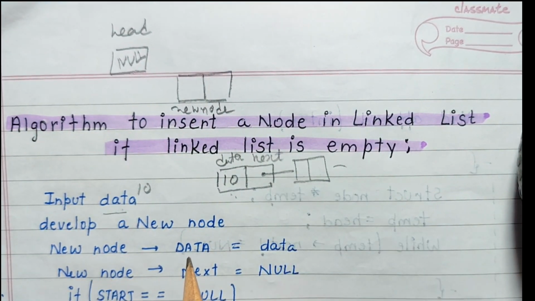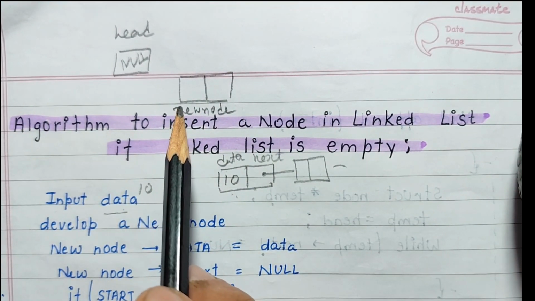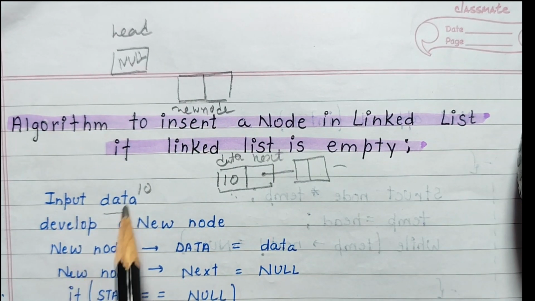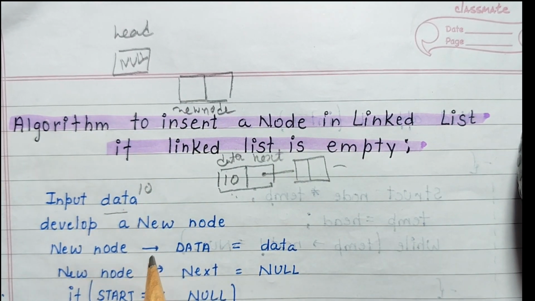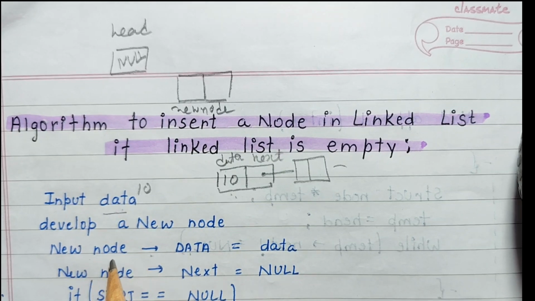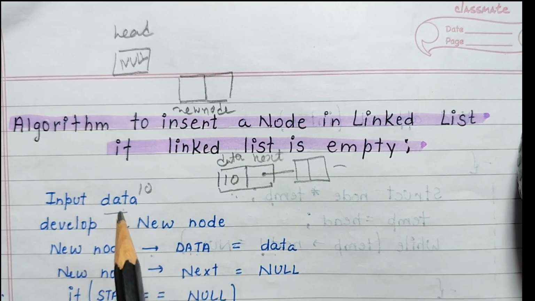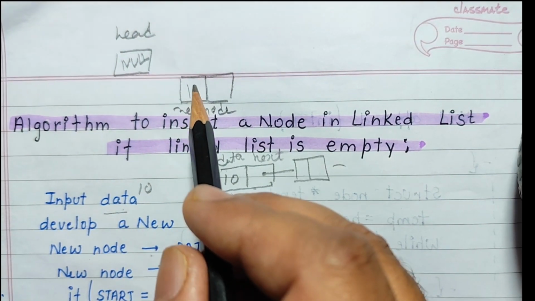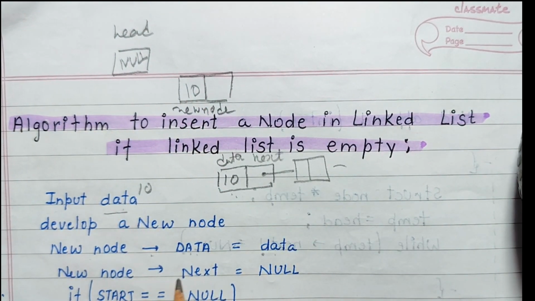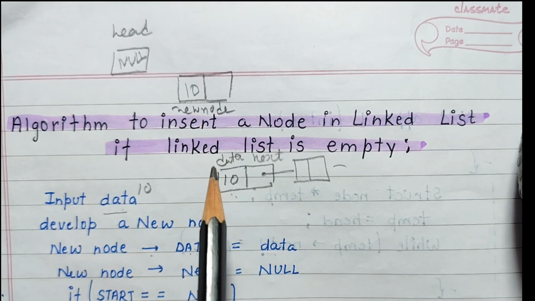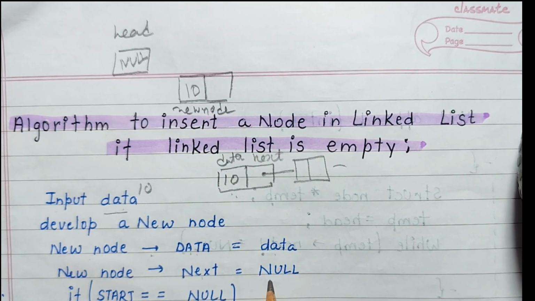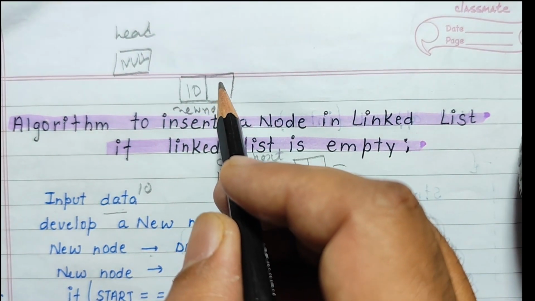Now new node of data. Now we enter the value. Now we enter the element here. So how to enter the element? New node of data, because new node is a pointer, so we use the arrow operator. New node of data is equal to data. That data goes here, and after this, new node of next, means here in the second part, we store the value null. So that's why here I write new node of next is equal to null. So here null will be stored.